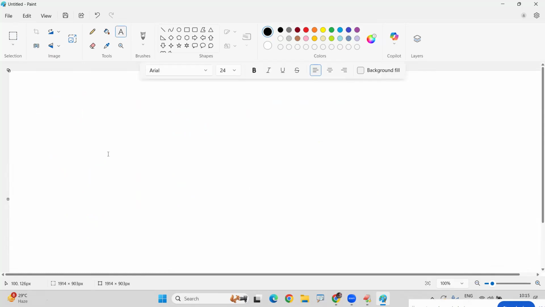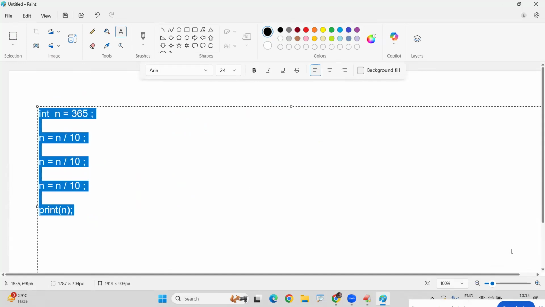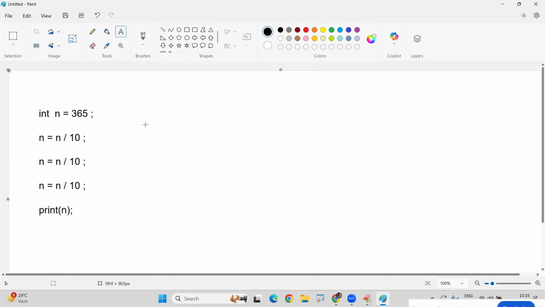I'm just taking the number n equals 365. See here, these are the operations I'm doing: n equal to n by 10, n equal to n by 10, and n equal to n by 10 again. And I'm just printing that n value. Output for this.